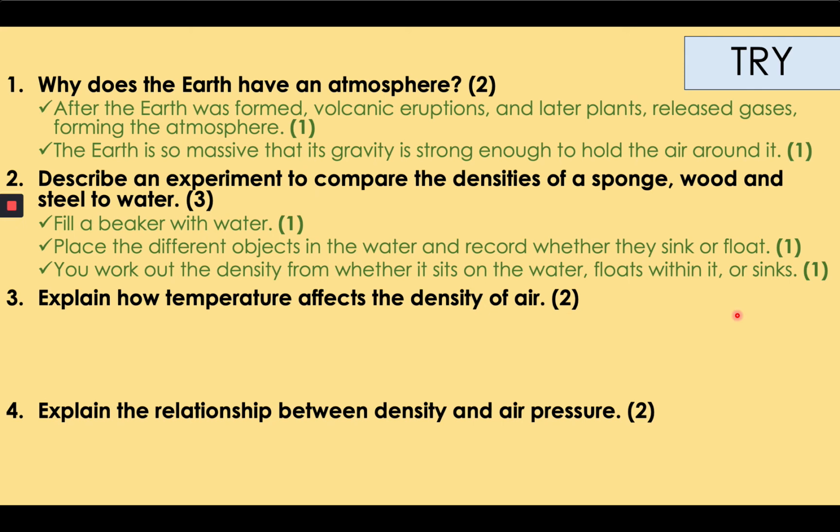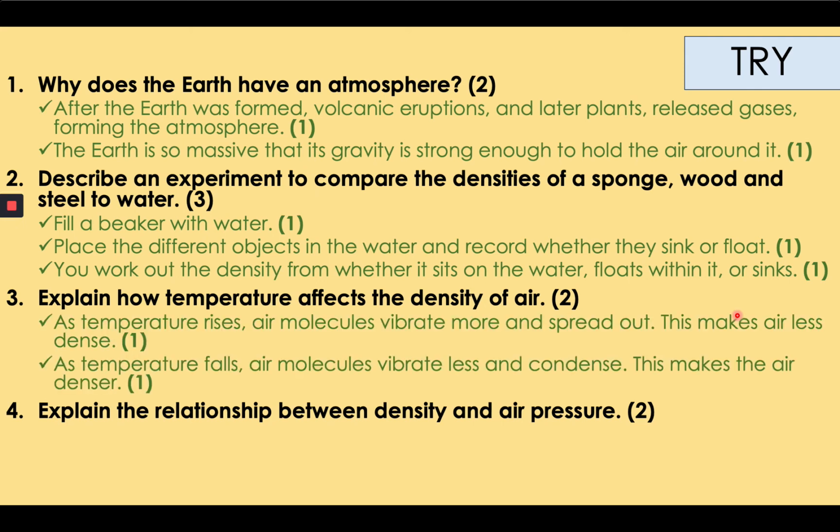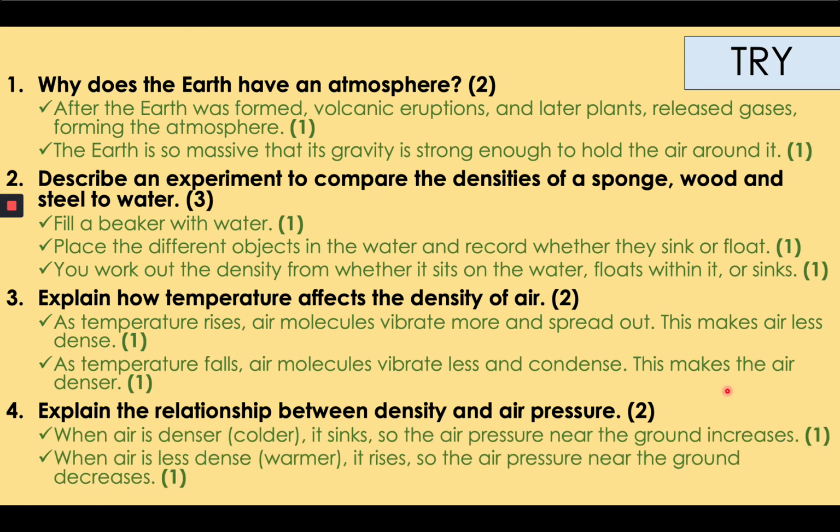3. How does temperature affect the density of air? Make sure you explain both of these points as I have. And 4. This is really important. When air is denser, colder, it sinks. So the air pressure near the ground increases because now there is more air near the ground. Air pressure, remember, is the amount of air in a given area. When air is less dense and warmer, it rises, and so the air pressure near the ground decreases because now there's less air near the ground because it's risen up.